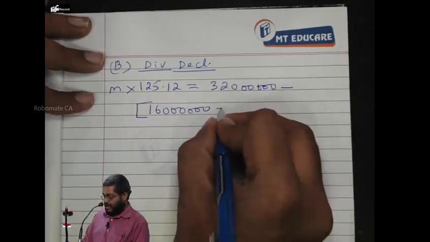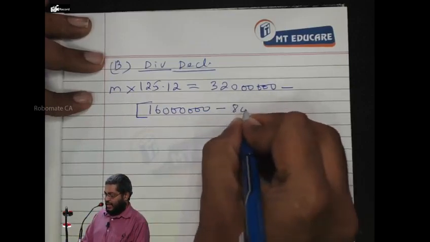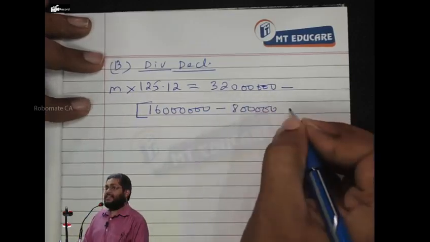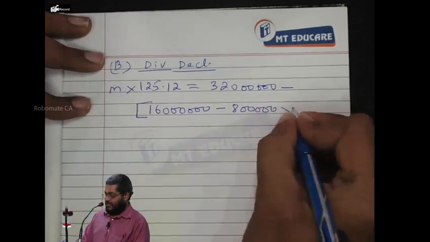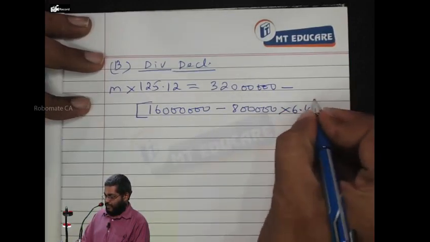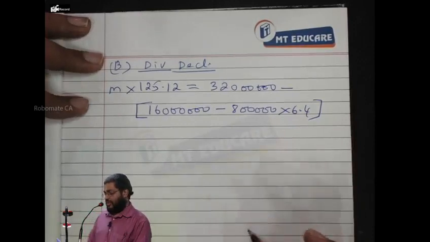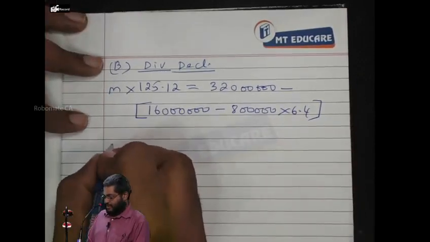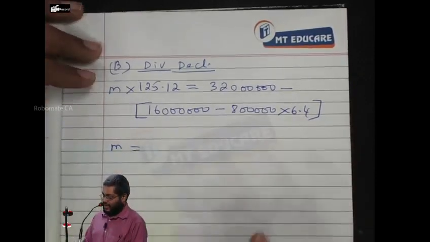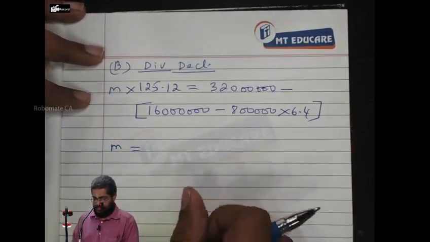1 crore 60 lakhs minus what is N? 8 lakh shares. Yes. Into what is dividend per share? 6.4. 8 lakh shares into 6.4. Now please simplify and tell me the M. All of you do it and tell me. M is equal to how much here?